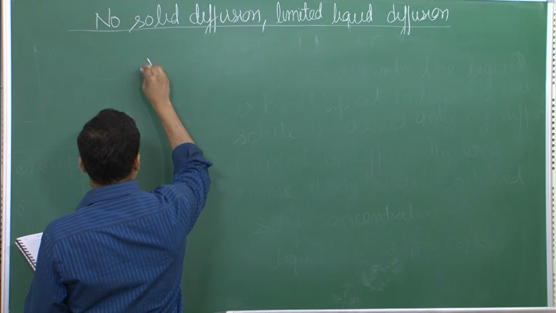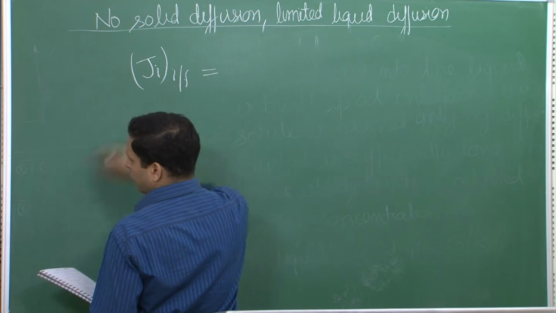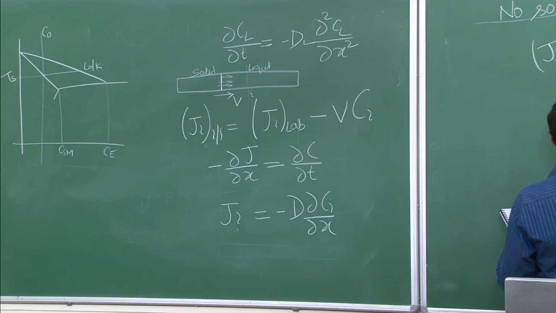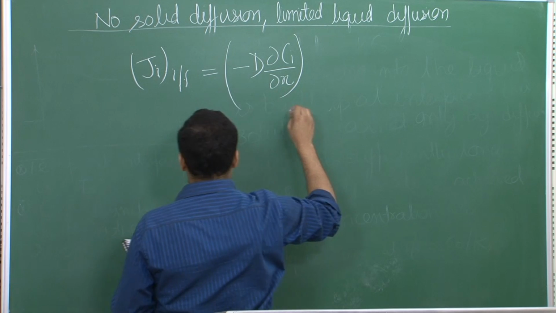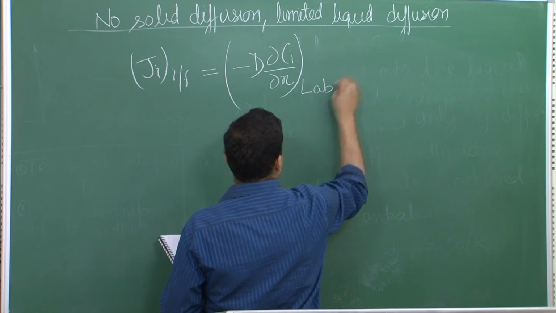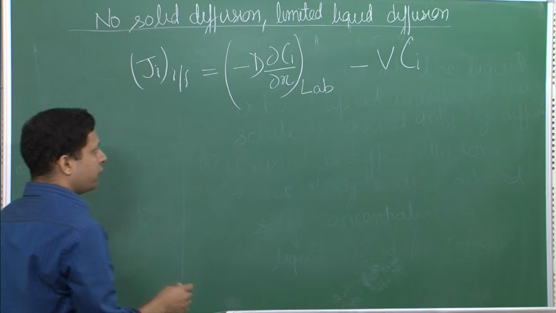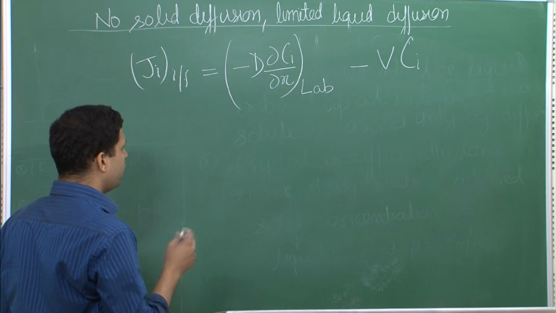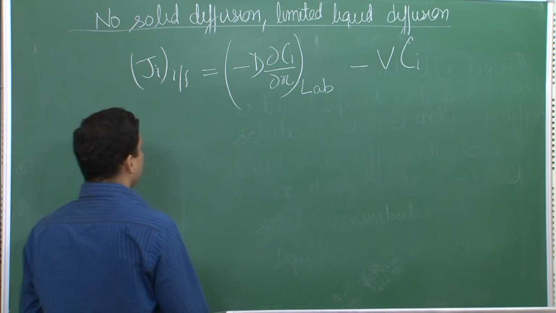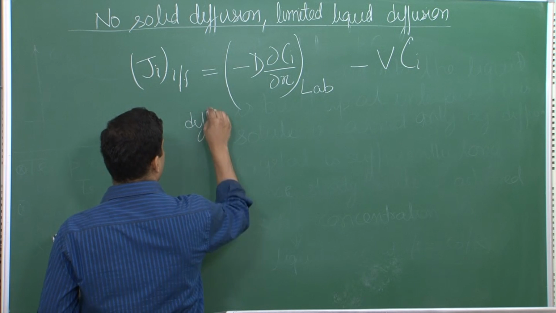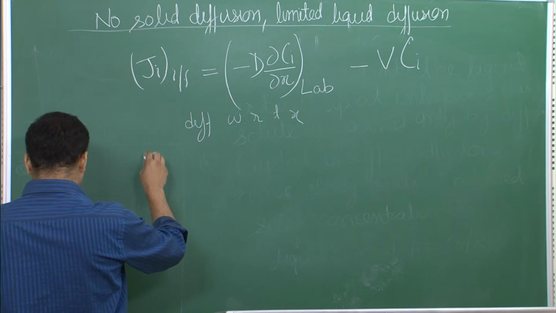So now let us say Ji interface, we will put this equation over here. So we have, this is again in the lab reference frame, minus VCi. For the change in concentration as a function of X, we do not need a reference frame, it will be the same whichever reference frame you look at. Now differentiate this with respect to X.